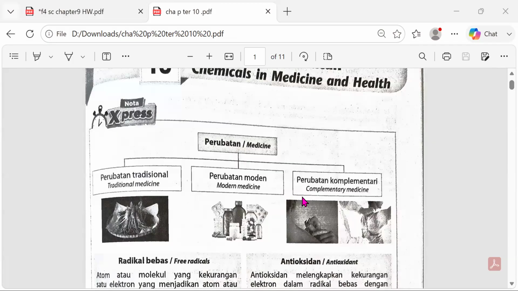Now for modern medicine, basically we divide into three types. The three types are analgesic, antibiotic, and psychotherapeutic drugs. Have you heard of these before? Analgesic, what do you think it's for? Analgesic is for pain. Give me an example of an analgesic, an example of a painkiller.